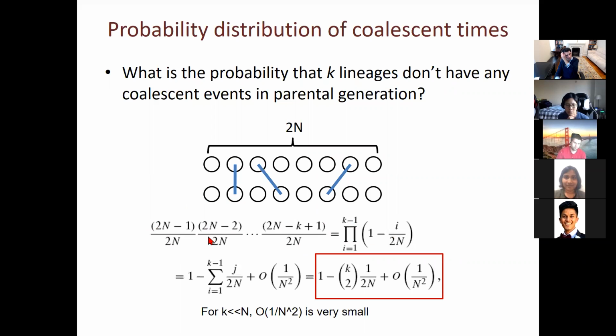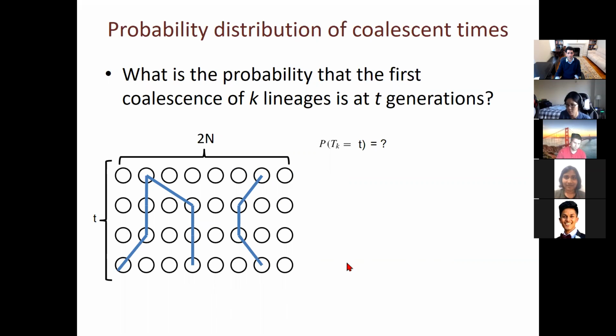And that can be factored out into 1 minus this term plus some factor which is of order 1 over n squared, and this term is k choose 2 times 1 over 2n, by summing over this j. So for k much smaller than n, this order n squared term is very small, and therefore the part that dominates is this one. So basically the probability of coalescing is given by the size of the population and the number of lineages that we're looking to coalesce.